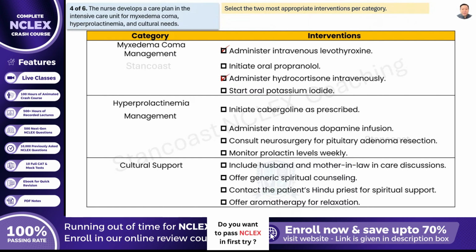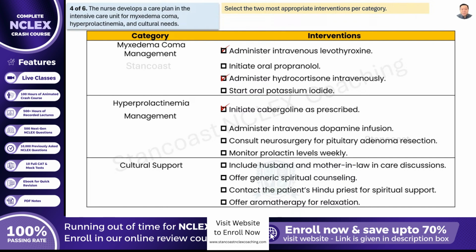Now, let's move into hyperprolactinemia management. One of the correct answers here is to initiate cabergoline as prescribed. This is our first line of attack for high prolactin levels due to pituitary tumors. This works as a dopamine agonist, which naturally lowers the prolactin. And this is very effective and often gets the prolactin levels back to normal, which will help with symptoms like irregular periods or infertility.